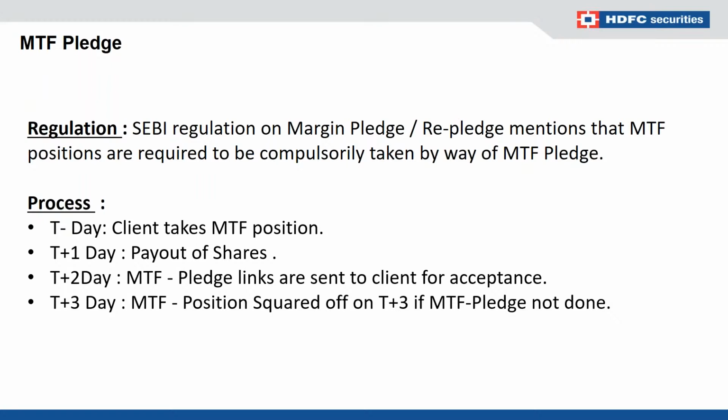In case the customer says, okay, fine, I want to convert those shares into delivery, the customer can pay the remaining 70% amount and convert the shares into delivery. In case the customer says, I want to square off the position, it will be squared off on T plus 3 by the risk team. So the customer has a choice: either square off the position or convert into delivery by bringing in more funds, the difference amount. But it is very important for customers to understand that the pledge is very important.